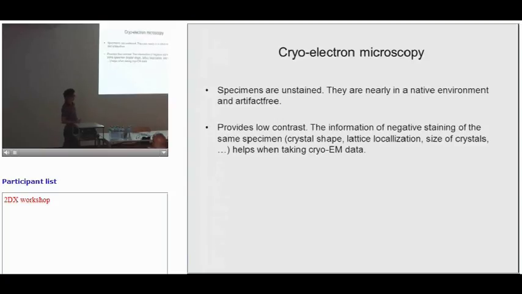For example, good crystals are rectangular, and roundish ones are not so good, poorly ordered. That's the information you can get from negative staining. So in cryo-EM data collection, you can skip roundish ones and only try to get a shot at rectangular ones. So the information from negative staining is really informative and useful for cryo-EM data collection.